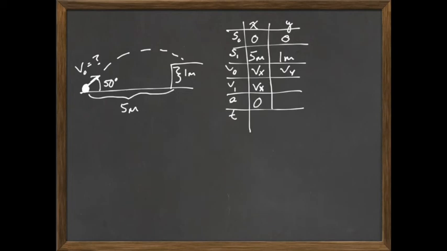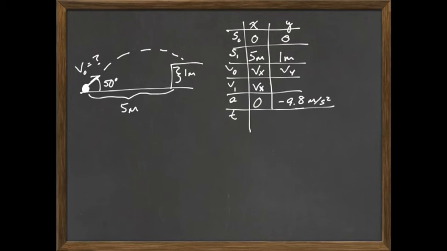Acceleration we know is 0 in the x, and it's the acceleration due to gravity in the y, which is pointing downward. And we don't know anything about time. So this one is going to require us to do some extra steps so that we can solve for some variables and make substitutions later.